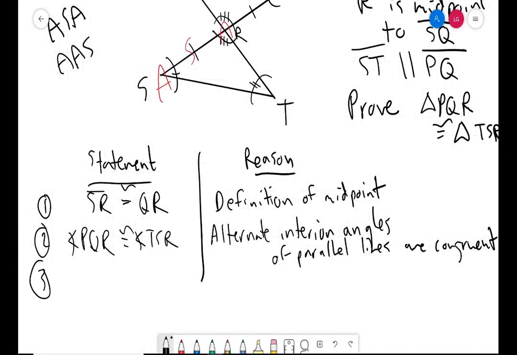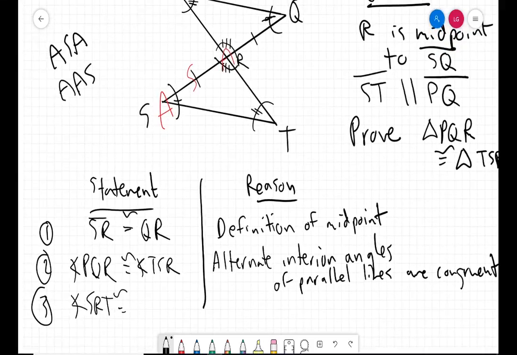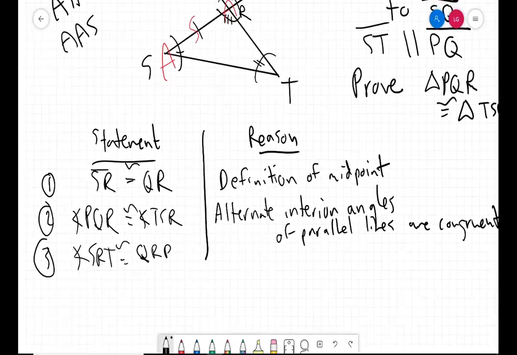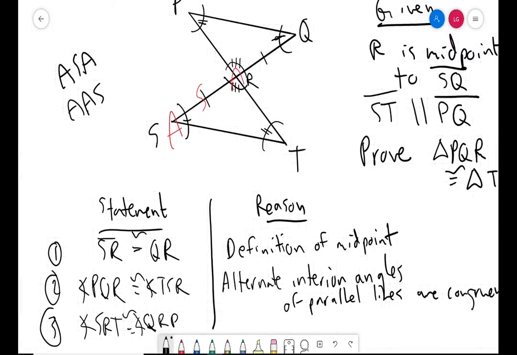So we need the statement SRT congruent to QRP. How do we know that? Take your time. Why is the angle SRT congruent to the angle QRP?